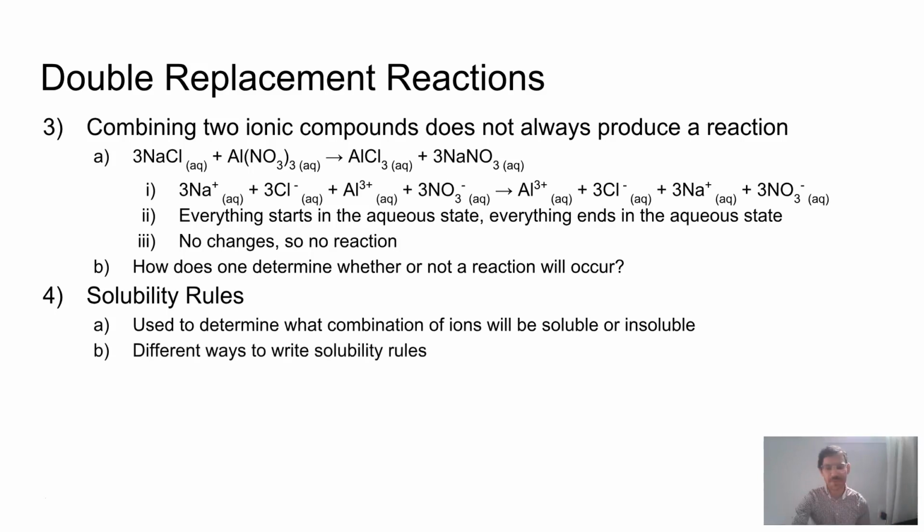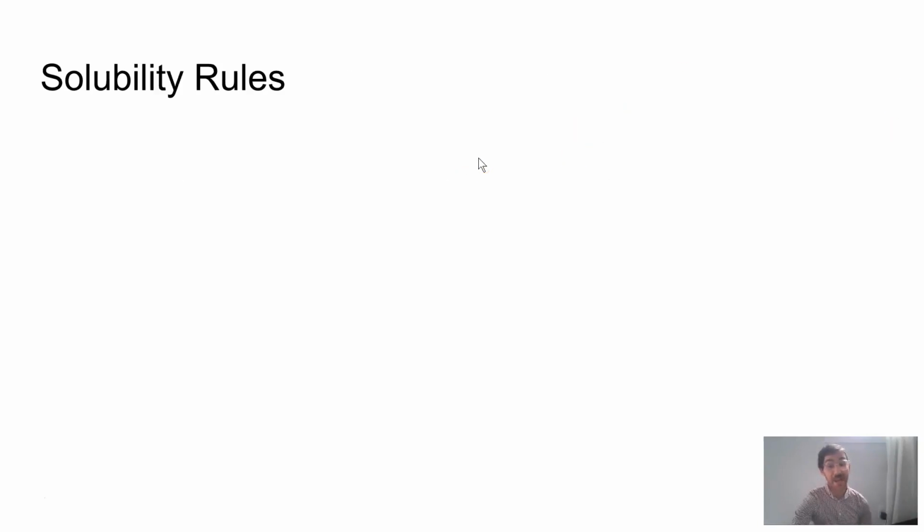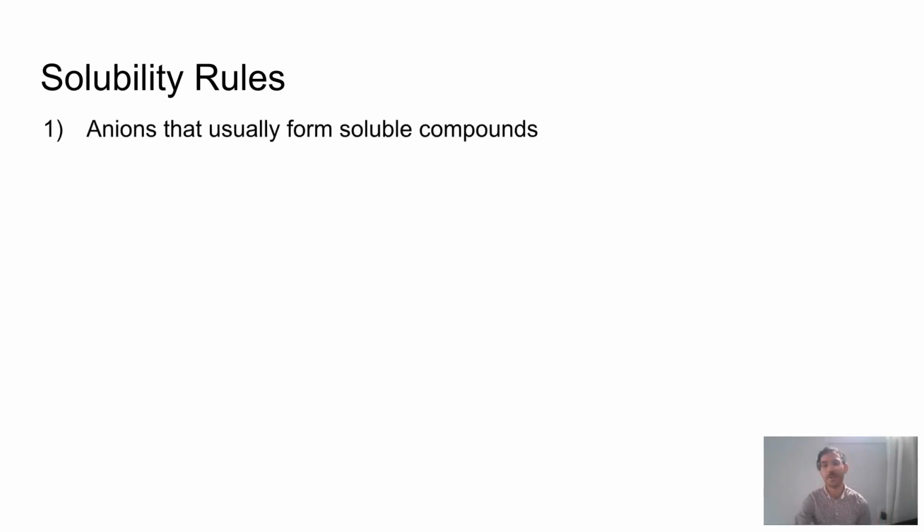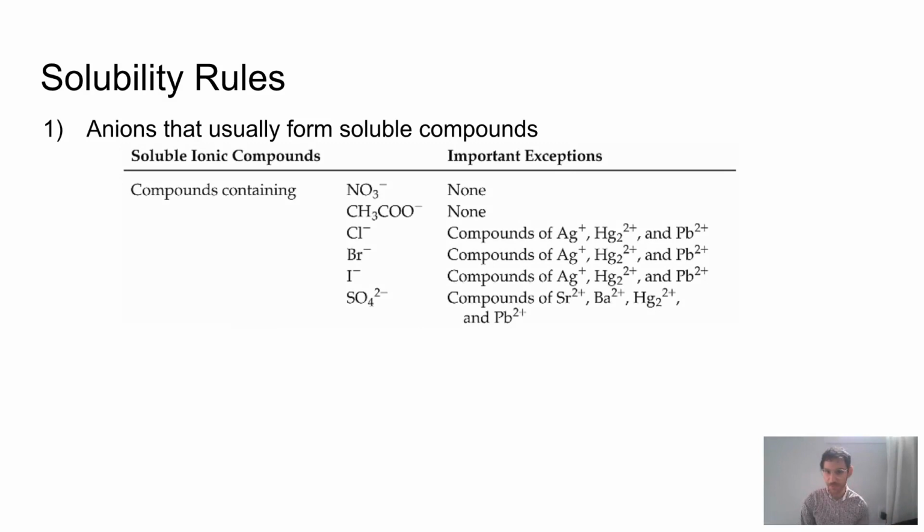There are different ways to write the solubility rules, but we're going to focus on one style in my class. And we're going to focus on the anion when we're looking at solubility. So if we want to figure out if a compound is soluble, we're going to first look at that anion. So let's talk about this. Anions that usually form soluble compounds include these right here.